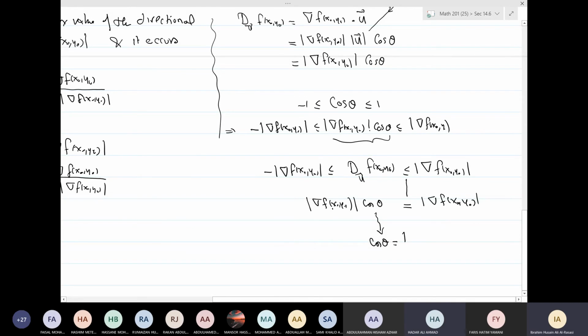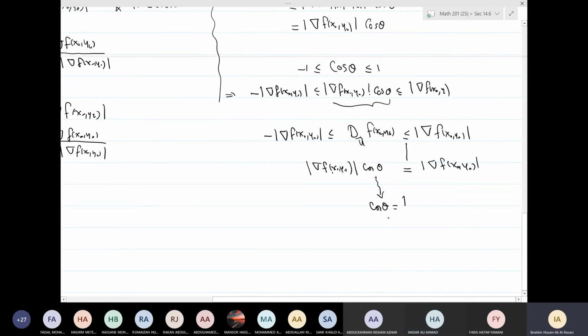Now, is it possible for cosine theta to be 1? Yes. When theta is what? 0. Of course, you remember from the sections on vectors and the angle that the angle is by definition between 0 and pi. The definition for the angle between two vectors is the smallest angle. It will be between 0 and pi. This is a restriction on theta.